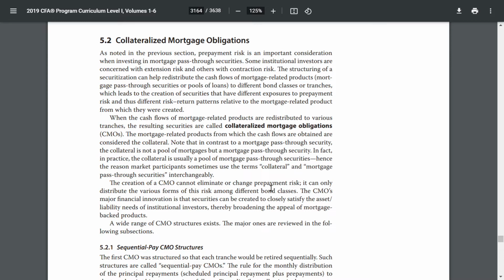When the cash flows of mortgage-related products are redistributed to various tranches, the resulting securities are called collateralized mortgage obligations, or CMOs. The mortgage-related products from which the cash flows are obtained are considered the collateral. Note that in contrast to a mortgage pass-through security, the collateral is not a pool of mortgages but a mortgage pass-through security. In fact, in practice, the collateral is usually a pool of mortgage pass-through securities. Hence, the reason market participants sometimes use the terms collateral and mortgage pass-through securities interchangeably.